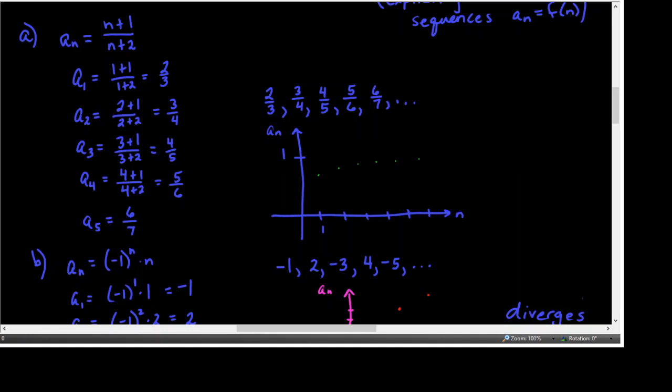What are those getting closer and closer to? Because I think they do converge. Would you agree? I think they converge to 1. There's this horizontal asymptote at y equals 1 for this graph. And so our conclusion would be, yeah, I think this converges, and I believe it converges to 1.